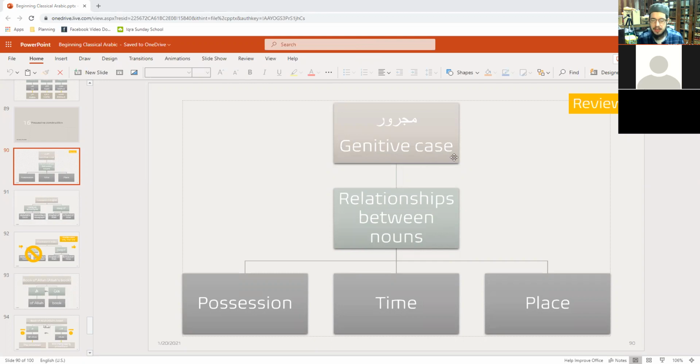The genitive case is used for three things, all having to do with the relationship between two or more nouns. Whether that relationship is one of place, something's over, on top of, underneath something else, or a relationship of time, before or after something else, or of possession: that thing is mine, that thing is yours, it's his pen, it's her pen, and so on.